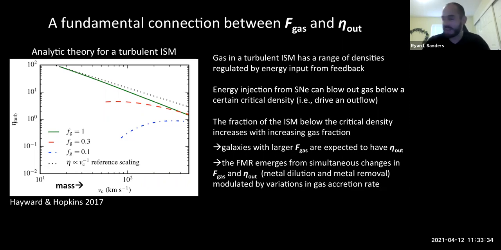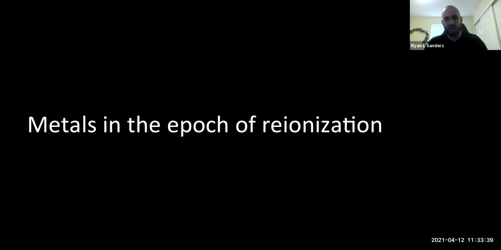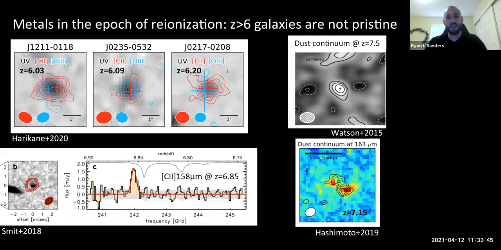So I think I'm running out of time. I'm just going to say really quickly, because it's exciting, there are a lot of exciting prospects for measuring metals in the epoch of reionization. We know that very high redshift galaxies are not pristine. They have metal enrichment because we see strong dust continuum emission, and we see detections of strong emission lines like carbon-2 and oxygen-3 at 88 microns as detected by ALMA in these galaxies.